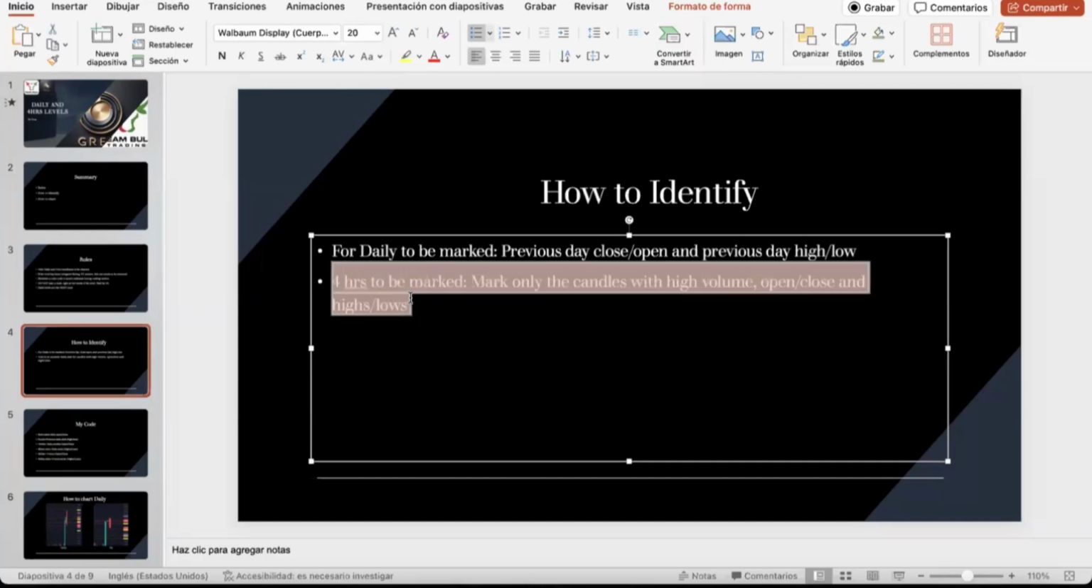If you are doing 3 hours, 2 hours, or 1 hour, check and mark only the candles with high volume. Seriously, and back test. If you don't believe me, go back on your chart and back test, and you will see that the candles with high volumes are where you have more reactions. And your chart will look clean. I will show you in a moment what I consider a high volume, with an example.